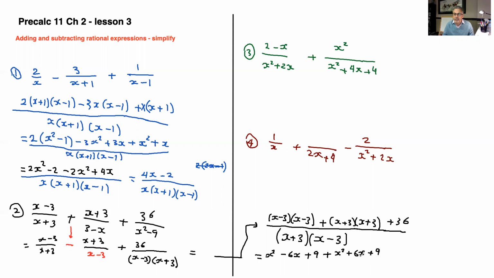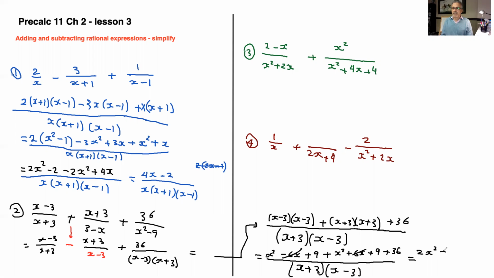So again, I'm just doing this a bit faster. Plus 36 all over x plus 3, x minus 3, which equals, now you start collecting like terms. So x squared plus x squared is 2x squared. Negative 6x plus 6x, that will cancel. And 9 plus 9 is 18. Or 36 plus 9 is 45, 45 plus 9 is 54.